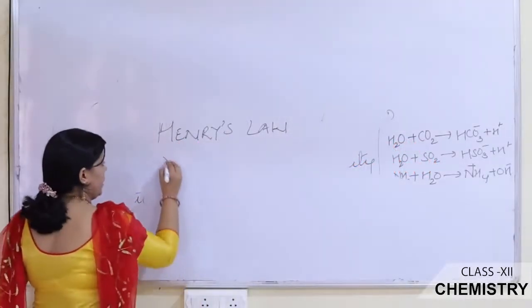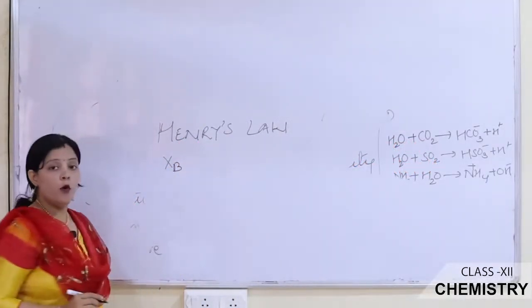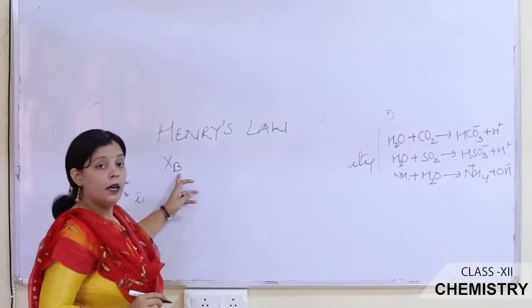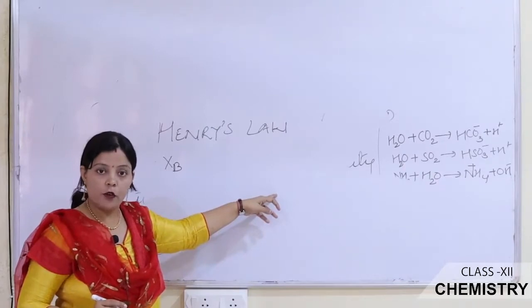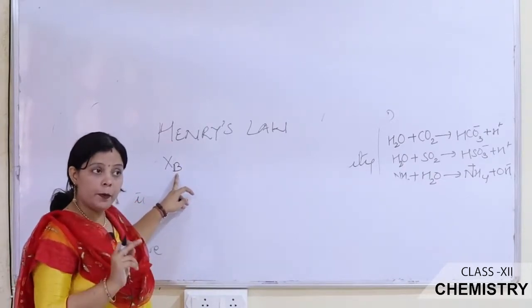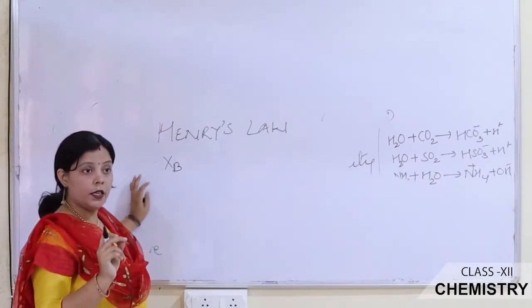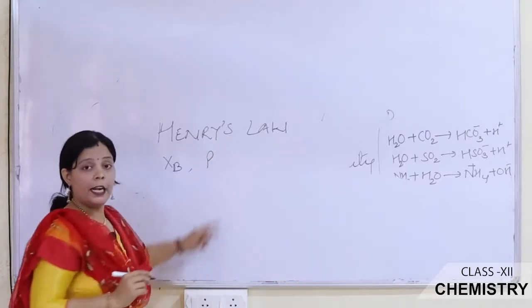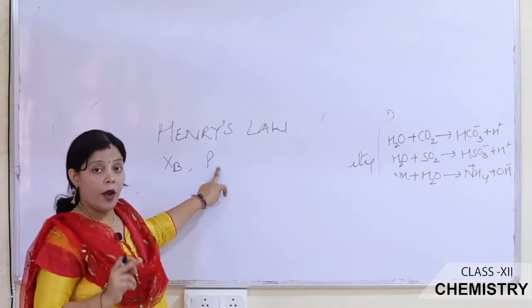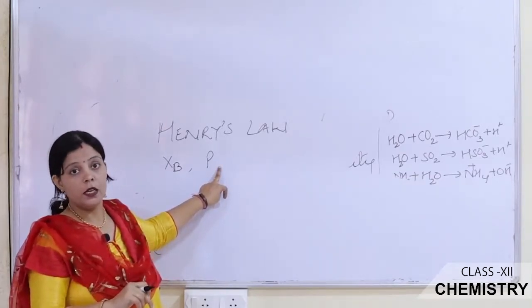So, XB is the mole fraction of the gaseous molecules which are going to dissolve in the liquid solvent, and this XB represents the solubility of the gas. In this case, P is the pressure at which the gas is dissolved in the solution.